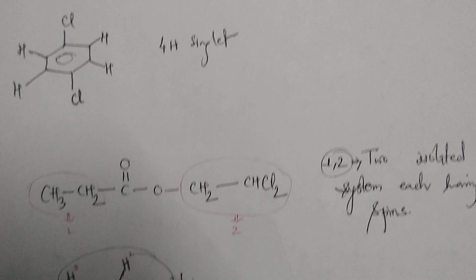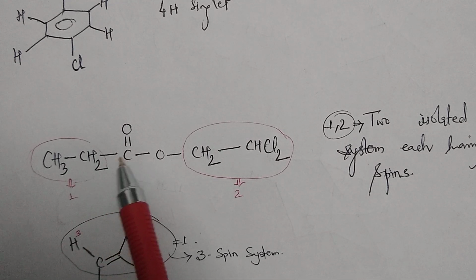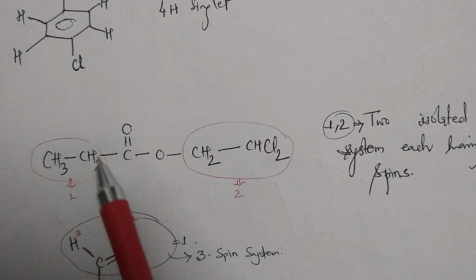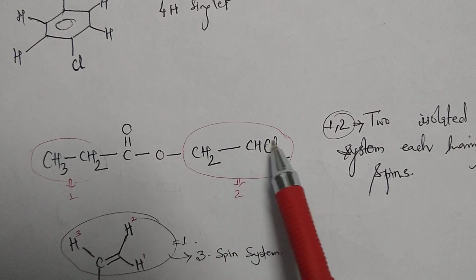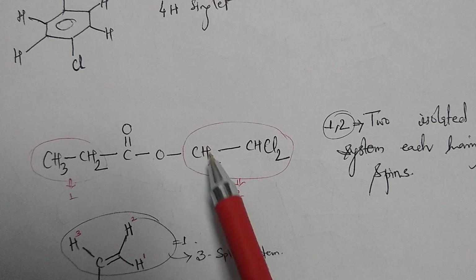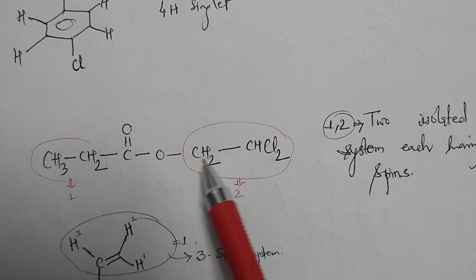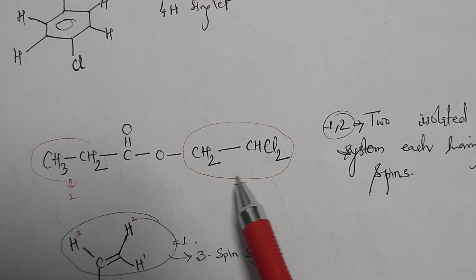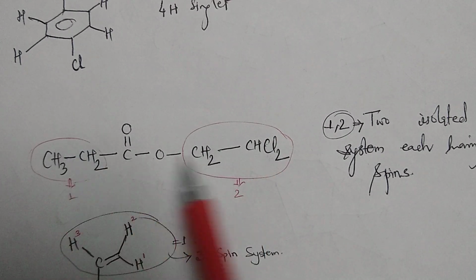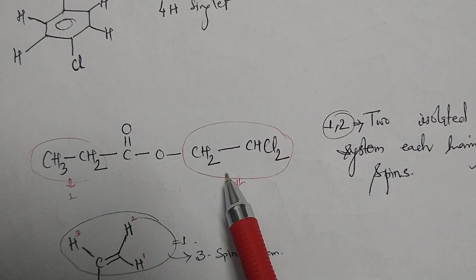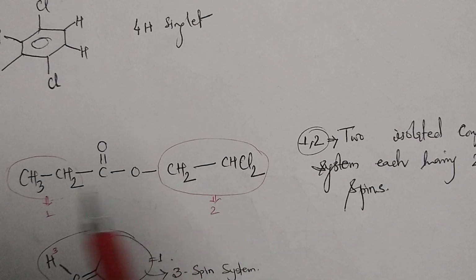Likewise, we can consider another example. Here in this case we have CH3CH2, which is in one coupling system. Likewise here CH2 CHCl2, that is, this CH2, these two protons over here and this one proton over here, they are two spin with one different coupling system. So two isolated coupling systems, 1 and 2, having two spins each of them.